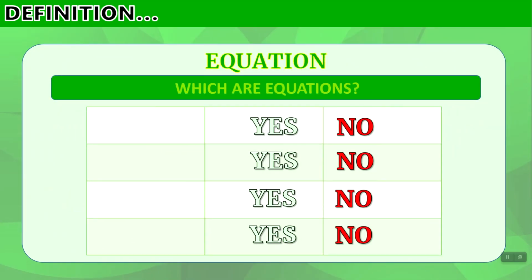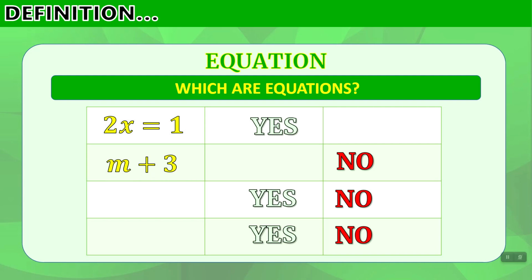So now you determine which one of these is an equation. 2x equals 1. Is that an equation? Yes, because I see an equal sign. What about m plus 3? No. M plus 3 is an expression, not an equation. I don't see an equal sign. What about y equals 14? Yes, that's an equation because I see an equal sign. And 0.4x, is that an equation?